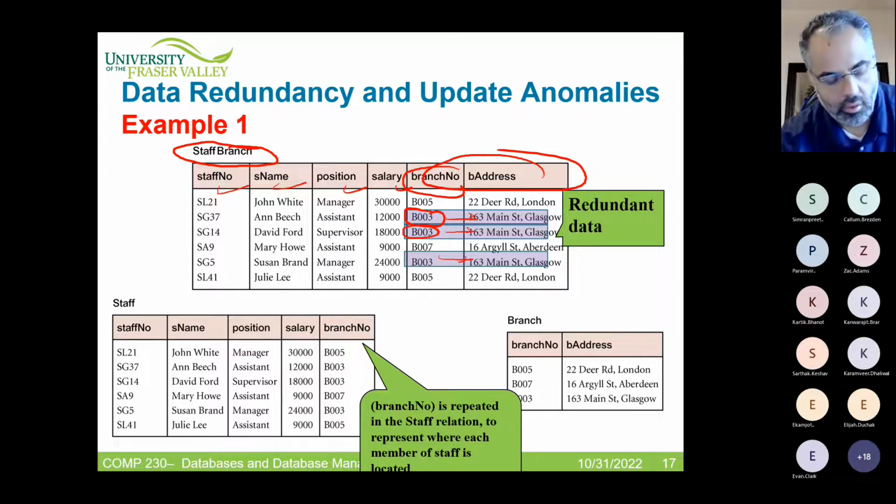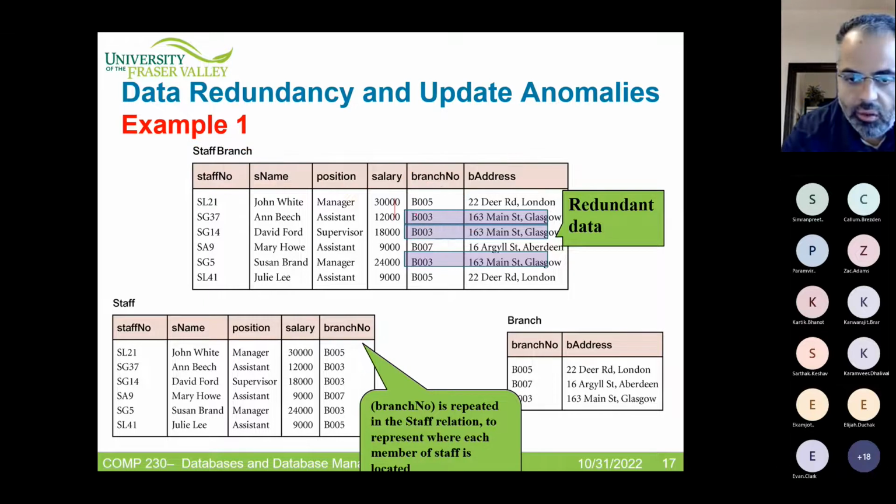So suppose that I updated the address of B003. I said it is not Main Street, Glasgow anymore. So it will be Main Street, Abbotsford. And have another address, 22, for example.